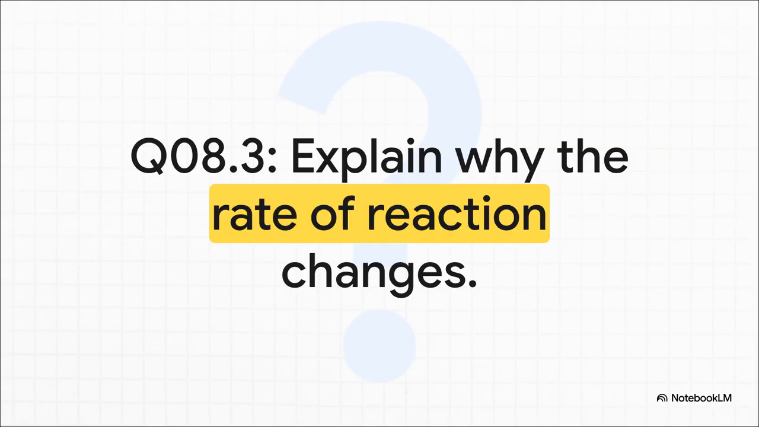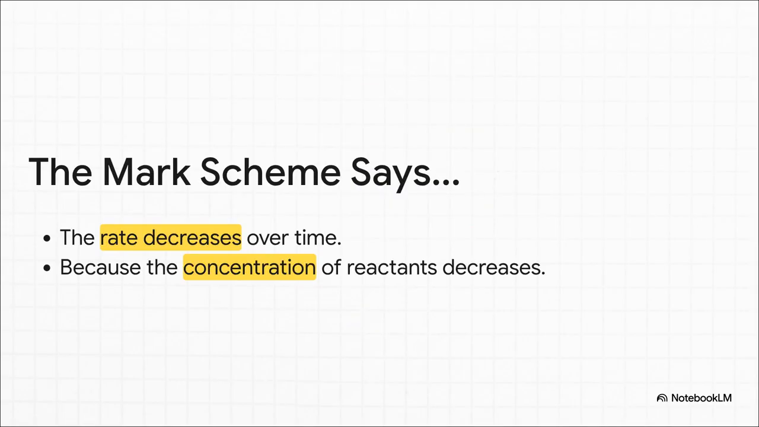This next question is basically asking us to explain the shape of the curve we were just working with. Why does it start off so steep and then gradually level out? This is a really fundamental idea when it comes to reaction rates. And the mark scheme lays it out plain and simple. For 2 marks, you need 2 linked ideas.